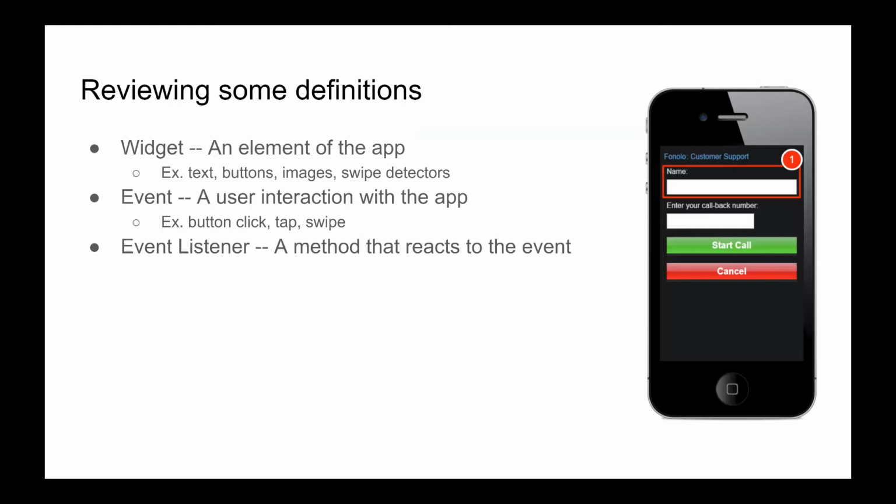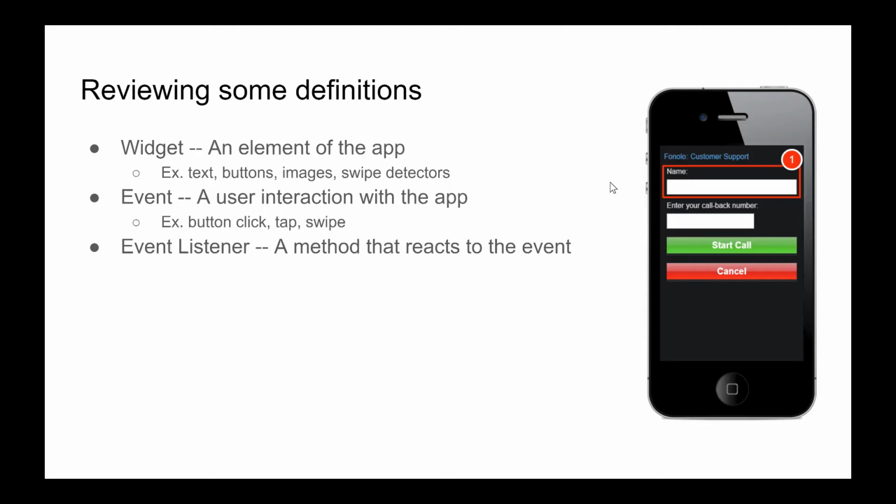So first, just reviewing some definitions. A widget is a UI element of the app. So for example, your text labels, your buttons, images, even things like swipe detectors can be counted as widgets. If you look at the image to the right, in the red box, there are two different widgets being circled. The first one is this text box called name, and the second one is this text entry box.